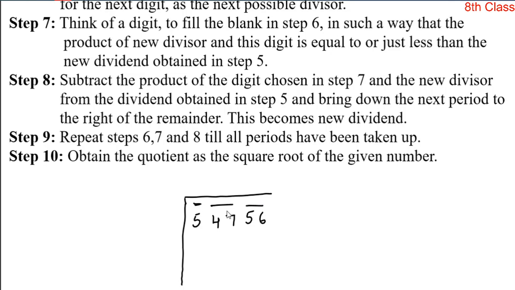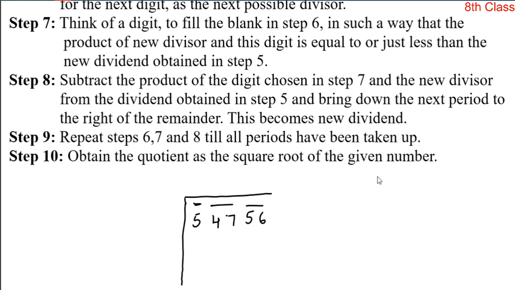Okay, now think of one number whose square is less than or equal to the first period. Here, what is the first period? Yes, 5 is the first period. Now think of the largest number whose square is less than or equal to the first period.